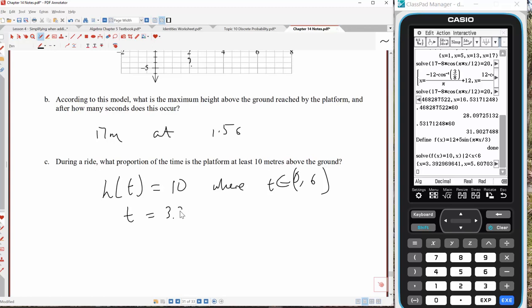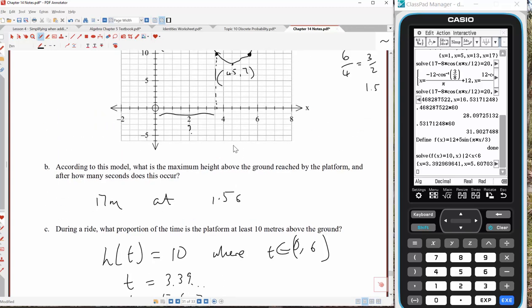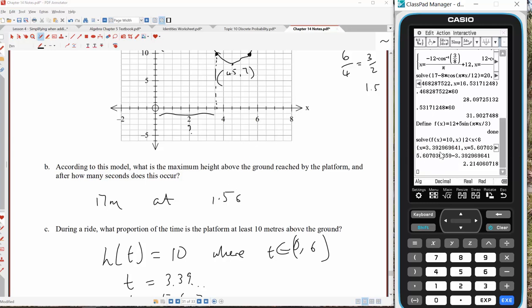T is equal to 3.39..., T is equal to 5.607... All right, so to get this duration here, what I'm going to do is remove 3.39 from 5.6. Let's grab this value here, take away this value here. Now, again, note that I'm using the most exact value I can find. So that means it's below 10 for 2.2 seconds.